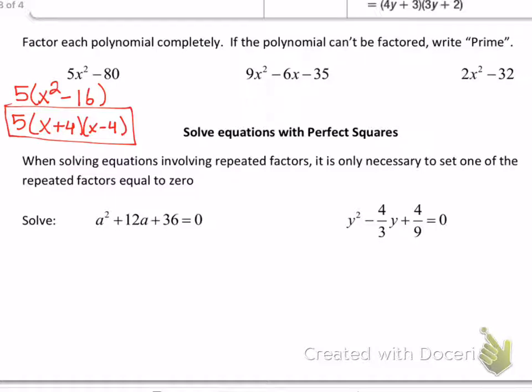Okay, so I want you to try 9x squared minus 6x minus 35, and then also try 2x squared minus 32, and bring those to class tomorrow.